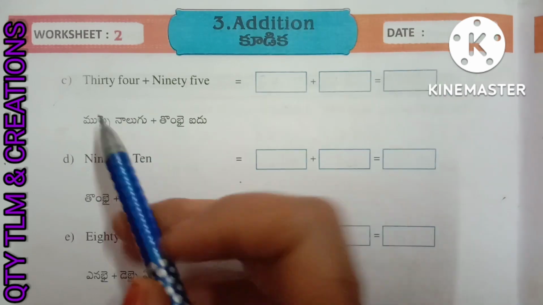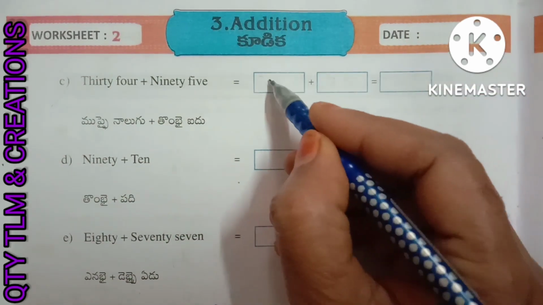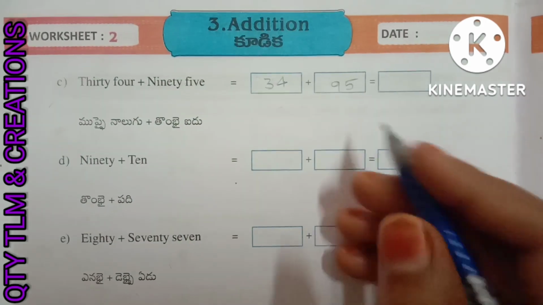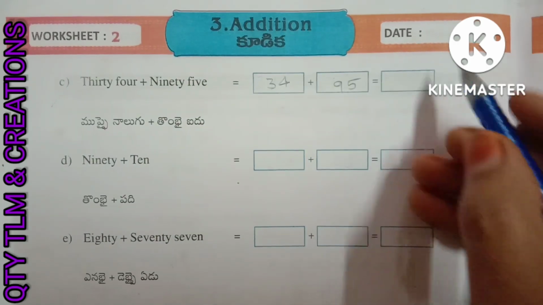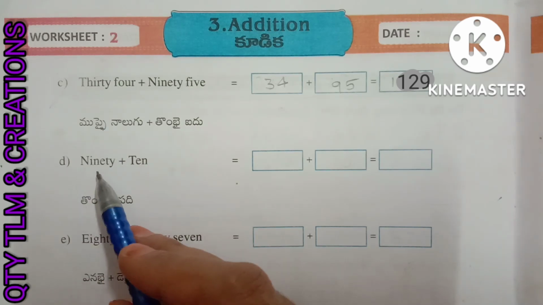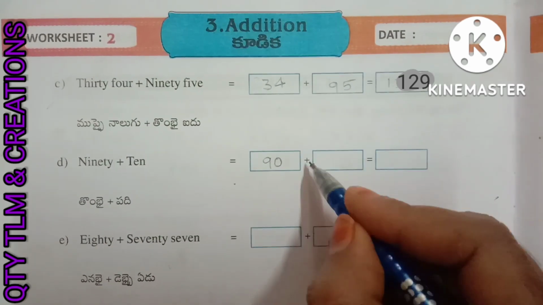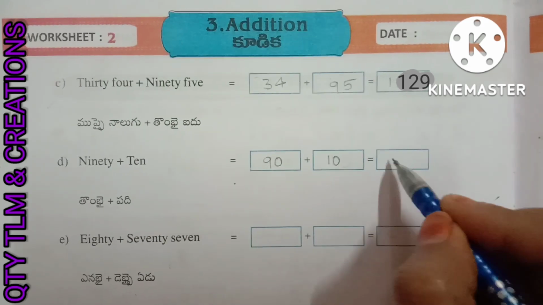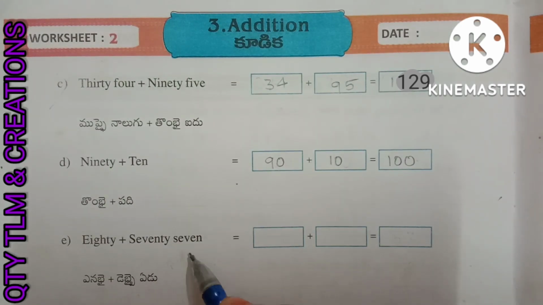Next C, 34 plus 95. We have to write here 34 plus 95. Now we have to add 34 plus 95. We get 129. Next one, 90 plus 10. Here we have to write 90 plus 10. Now add 90 plus 10. We get 100. Next, 80 plus 77.